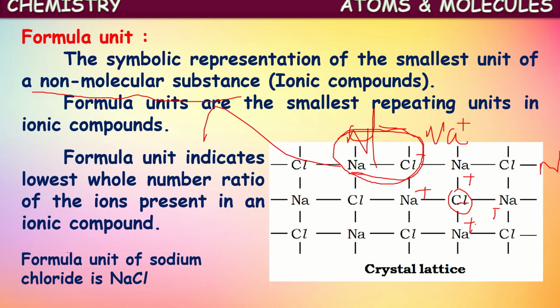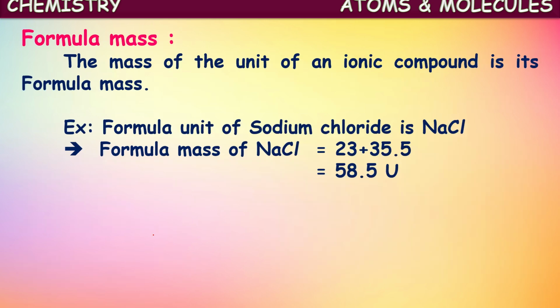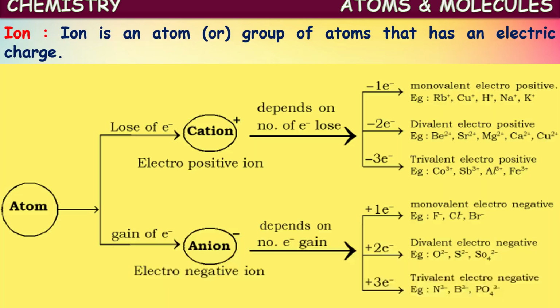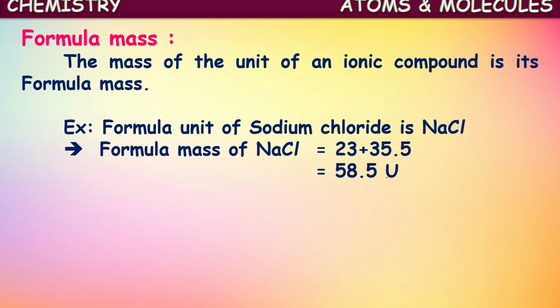In that formula unit, whatever ions are there, their mass is considered as the formula unit mass. For example, the formula unit of sodium chloride is NaCl. Its formula unit mass is how much? How many sodium and chlorine ions are considered in this? One sodium, one chlorine. So the sodium mass is 23 and the chlorine mass is 35.5. Total 58.5 unified masses, 58.5 grams.